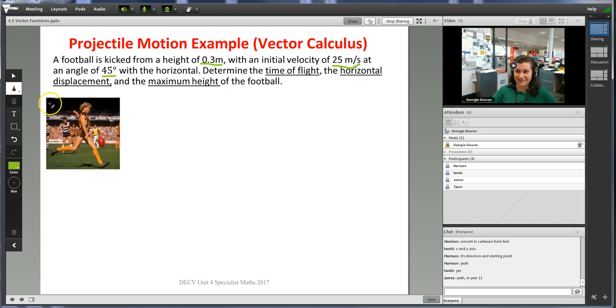Do you know who that is? Anyone know their football history? No, don't worry about it. Okay, let's work it out.